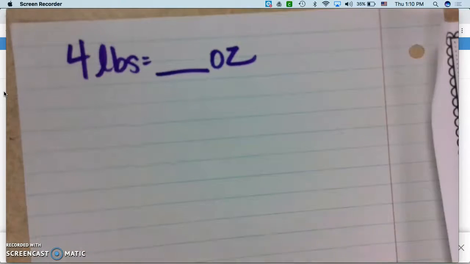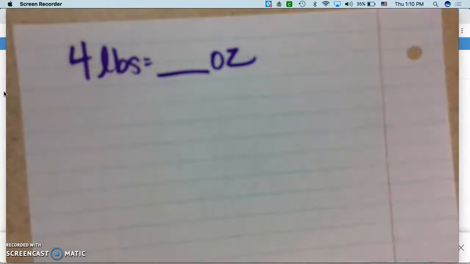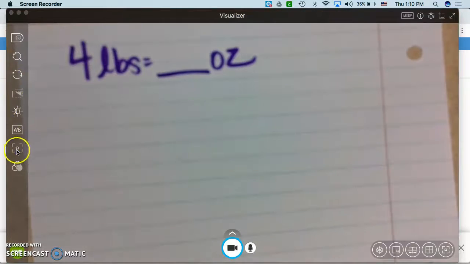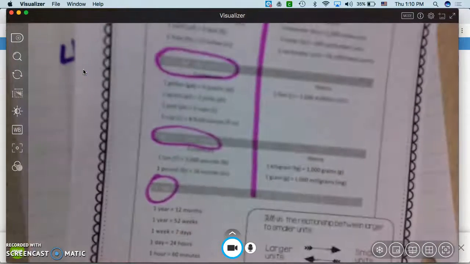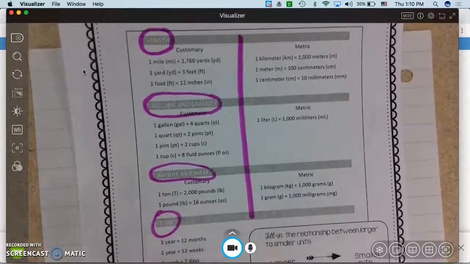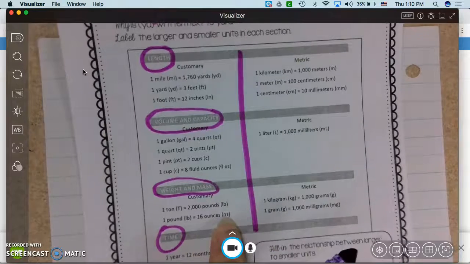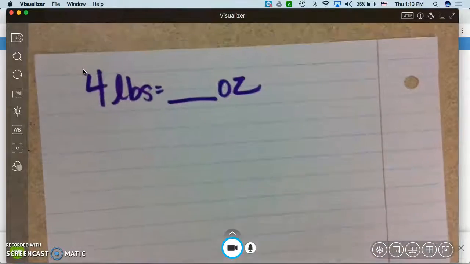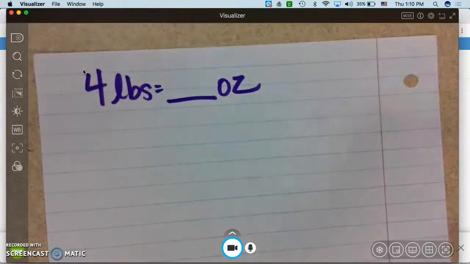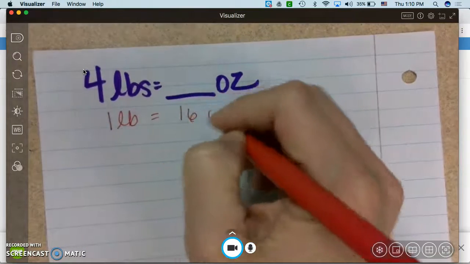All right, so then you look at your formula chart and write down what you know about pounds and ounces. It's taking it a minute to focus for some reason. So look at your chart and see what you know about pounds and ounces. So we know that 1 pound is equal to 16 ounces. So then you're going to write that on here. 1 pound equals 16 ounces.